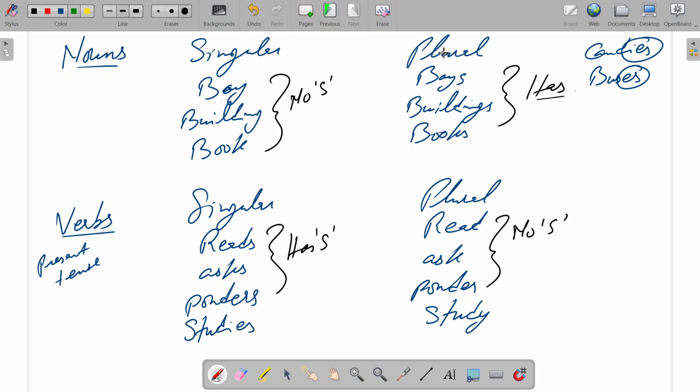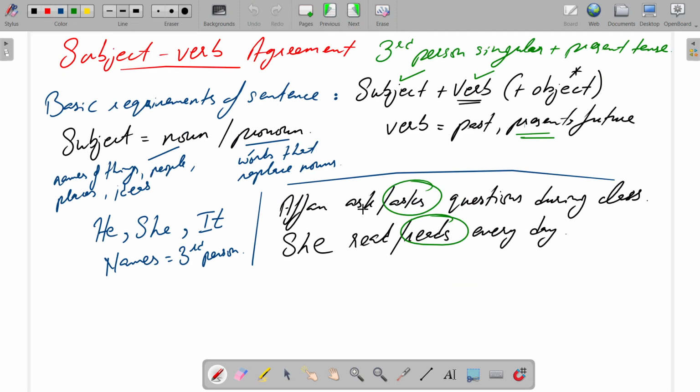And as I mentioned, the plural form of the verb applies to first person, second person, and third person plural. So I read, you read, they read, but he reads, she reads, it reads. So the whole difference in the singular and plural of the verb comes down to the third person singular. Okay?